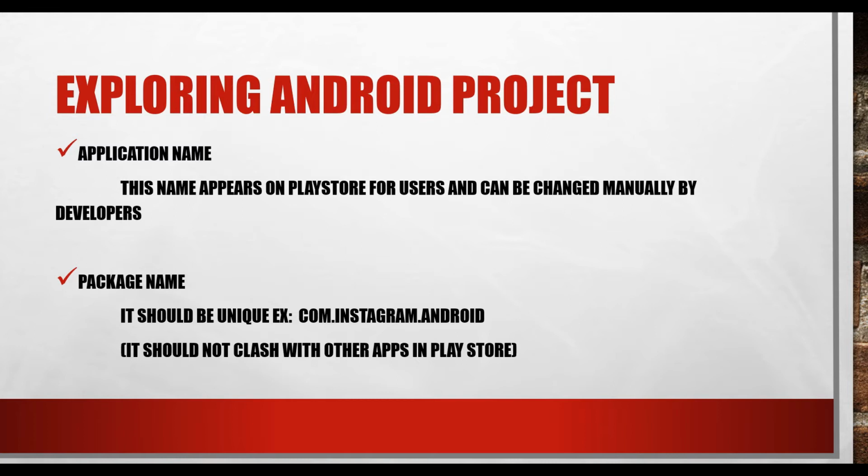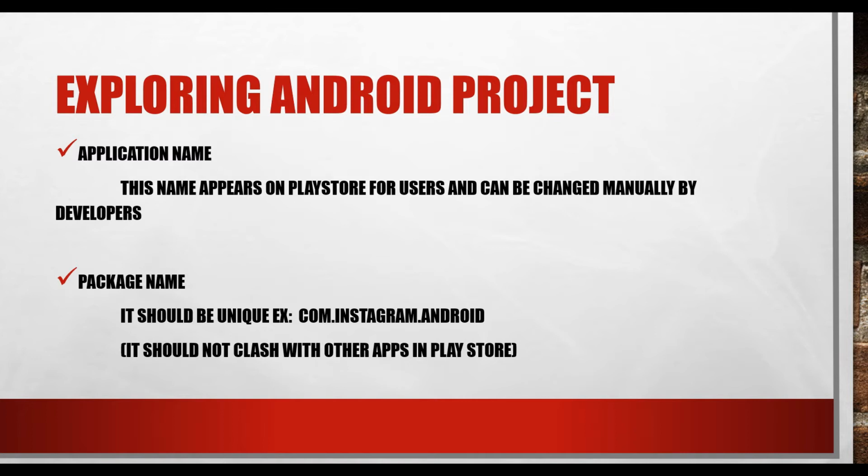Next, exploring an Android project. If you take one application, you will have two different kinds of names. One is the application name, and one is the package name. The application name can be changed manually whenever the developer wants to change it. For example, take Instagram; you can change it to anything the developer wants. But the package name should be unique. Here we can see com.instagram.android. This cannot be changed, because whenever an application is built and released in the Play Store, the package name should be fixed.